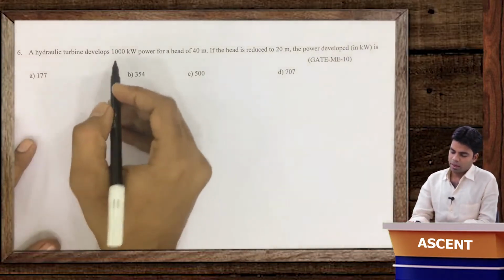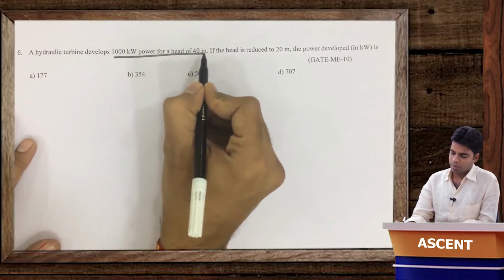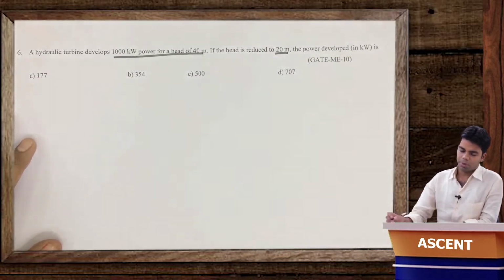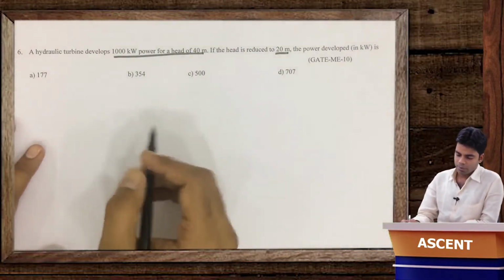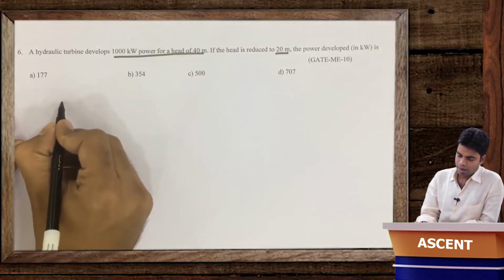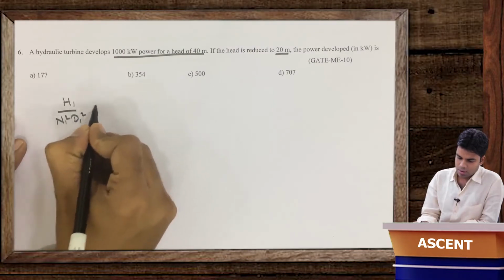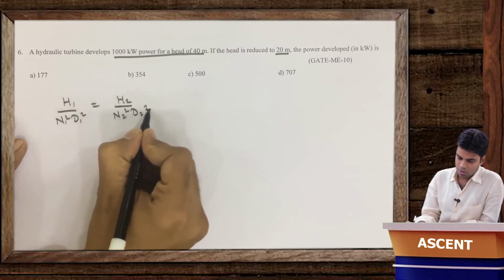The hydraulic turbine develops 1000 kilowatt power for a head of 40 meter. Okay, power is given, head is given. If head is reduced to 20 meter, the power developed will be. Okay, so we have to establish the relation between the head and power. So what we can do is put the head number first, which is H1 by N1 square D1 square is equal to H2 by N2 square D2 square.